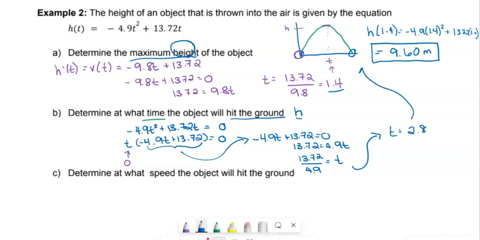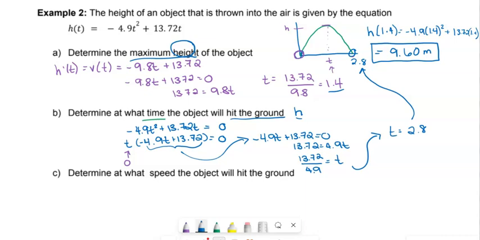And if we look at the graph, that makes sense that 2.8 is there because the function is symmetrical and the vertex was at 1.4. So it does make sense that 2.8 is the time at which it will hit the ground.